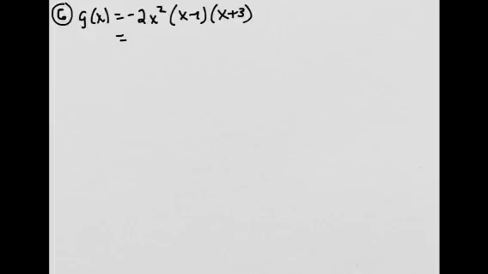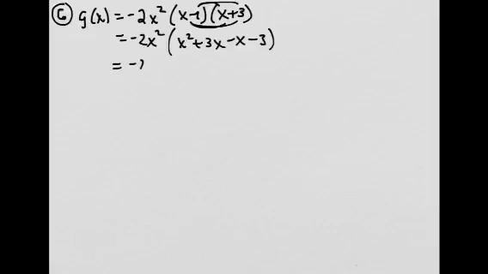This time, and this is just to show you that the order in which you multiply does not matter, I'm going to start by multiplying these two. Okay, so I'll just bring down the -2x squared. And so this is x squared, and then this one with this one, 3x. This one with this one, minus x. And then this with this, minus 3. So it's negative 2x squared, x squared. Combine those, I get 2x minus 3.